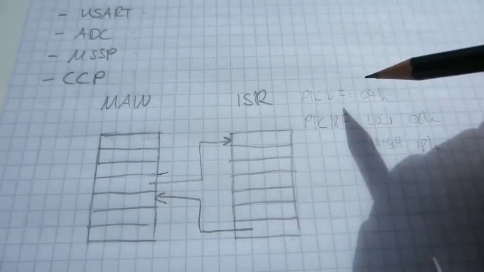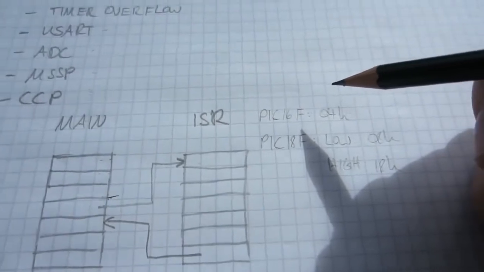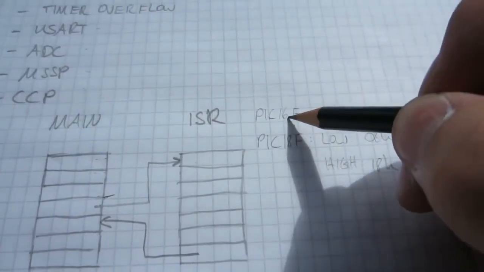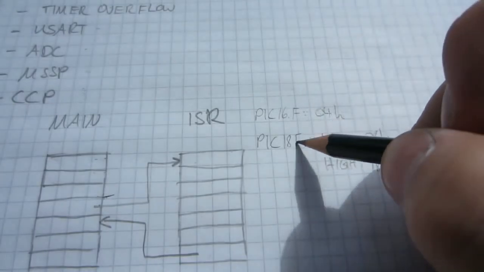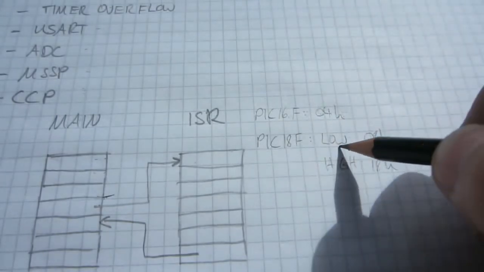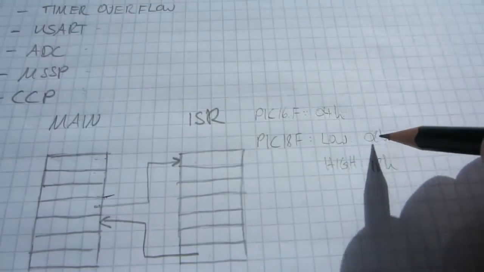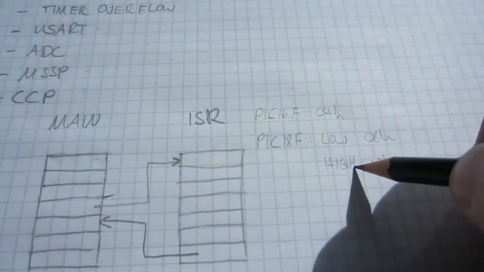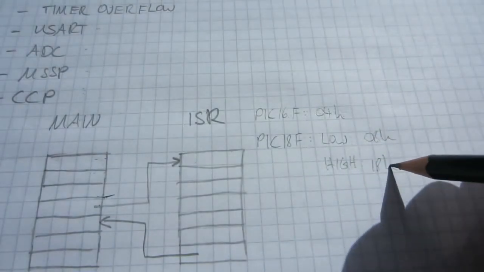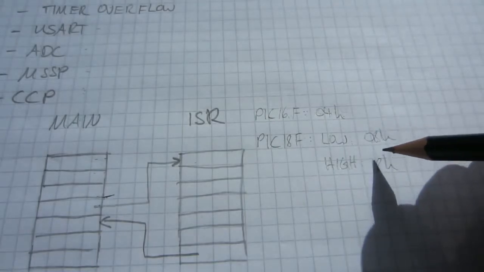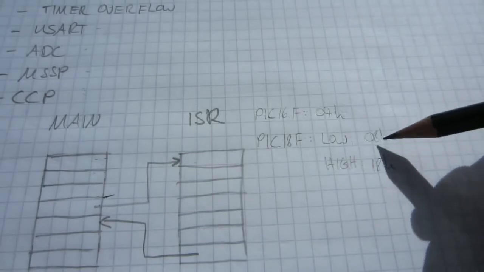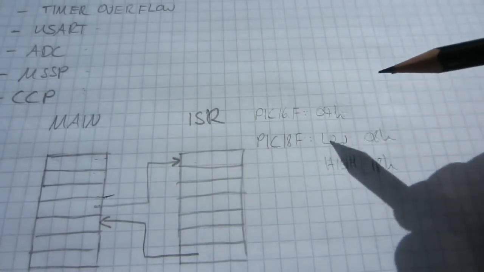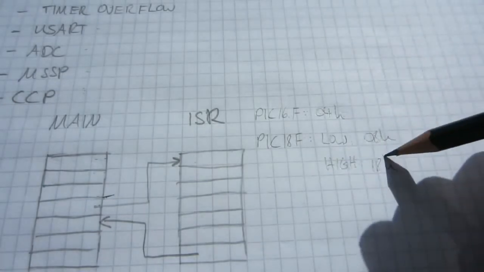And the interrupt vector on PIC microcontrollers, on the PIC 16Fs, that's at address 4 hex, and on the PIC 18Fs, the low priority interrupt vector is at 8 hex, and the high priority interrupt vector is at 18 hex. PIC 18Fs have a little different interrupt vectors because they have the ability to have low or high interrupt vectors.